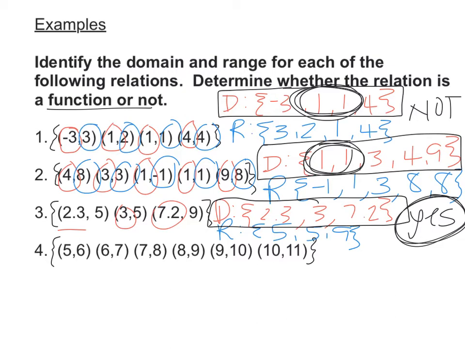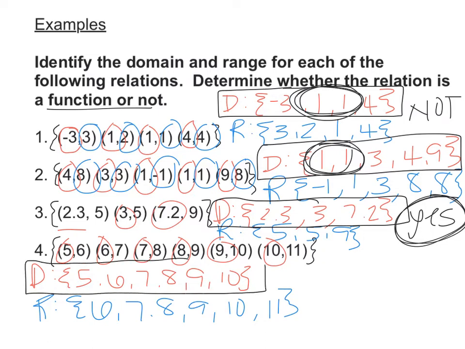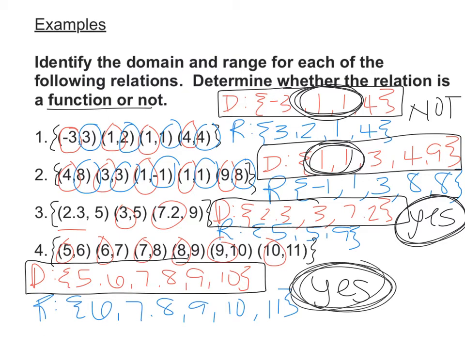For number 4, our domain in order is 5, 6, 7, 8, 9, and 10. Those are all the x's or the first numbers. So that's your domain. Your range are all of the other numbers, the y's, the second one. So 6, 7, 8, 9, 10, and 11. If I want to know if this is a function or not, I look at the domain only. 5, 6, 7, 8, 9, 10. None of those numbers are repeating, so yes, this is also a function.